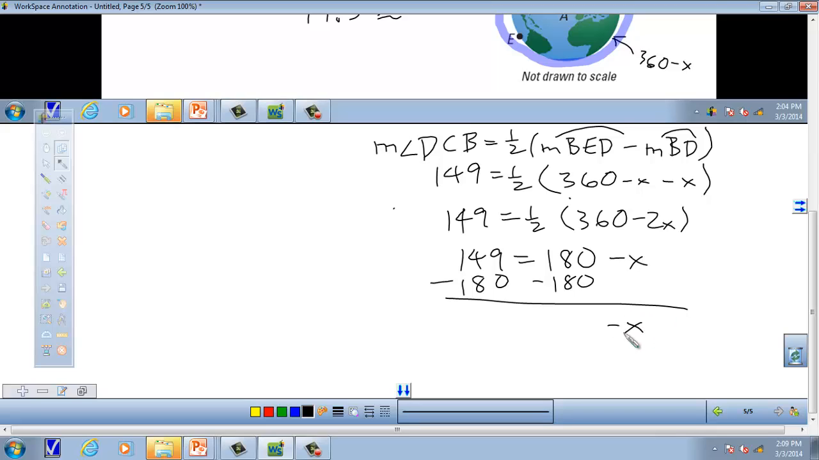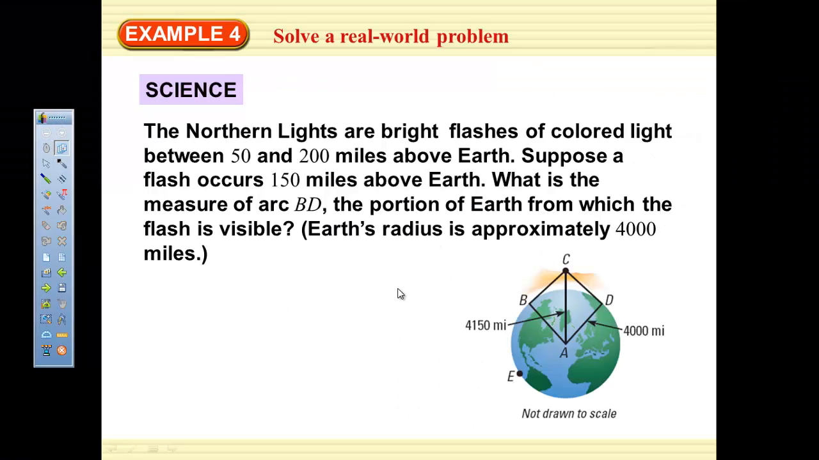And if we do that, we get negative x is equal to negative 31. Dividing both sides by negative 1, x is equal to 31 degrees. Okay? A little bit of a tricky problem, I'll admit. So let's go over it again.